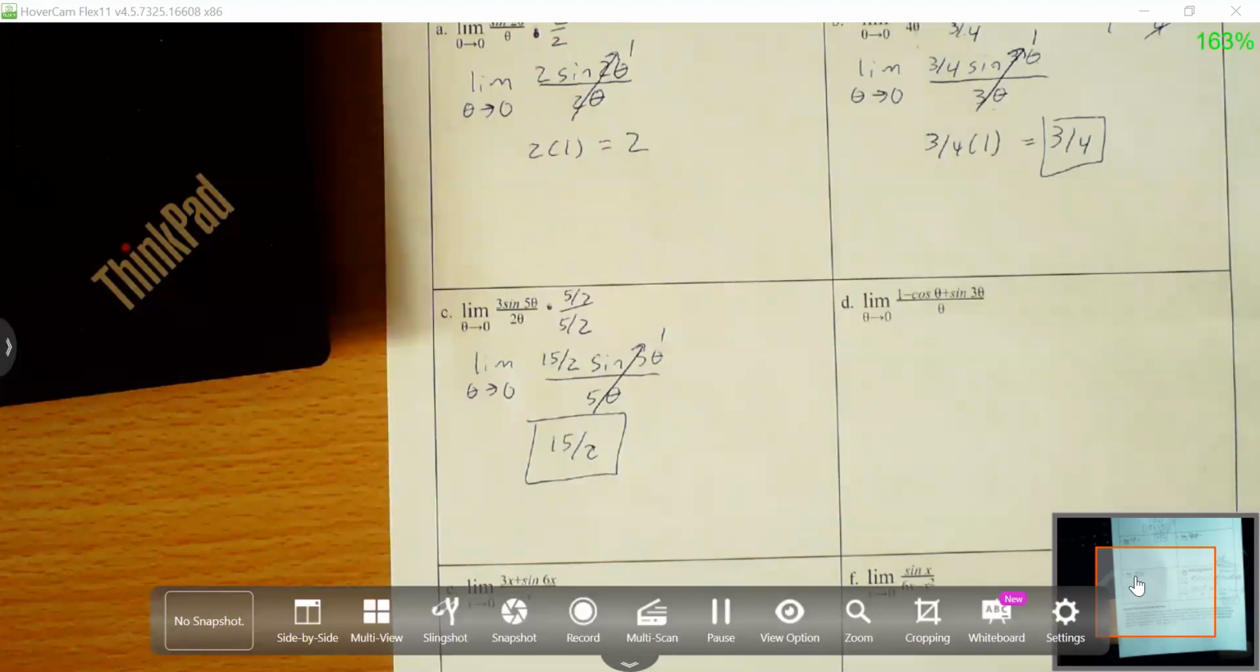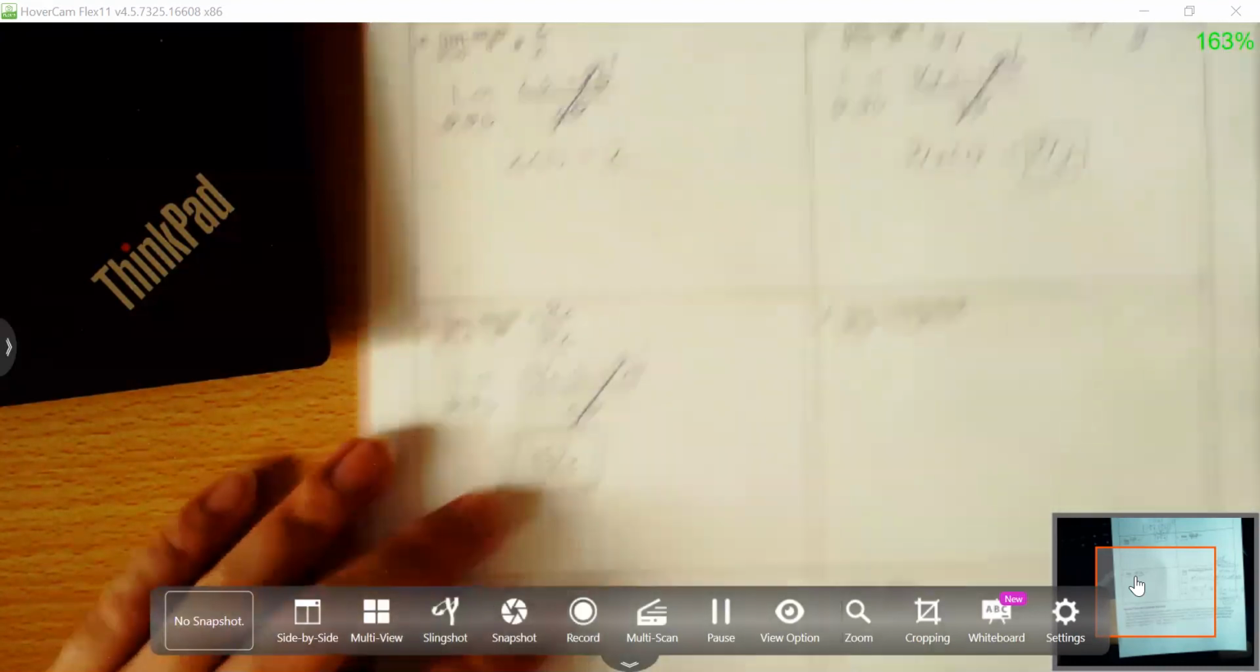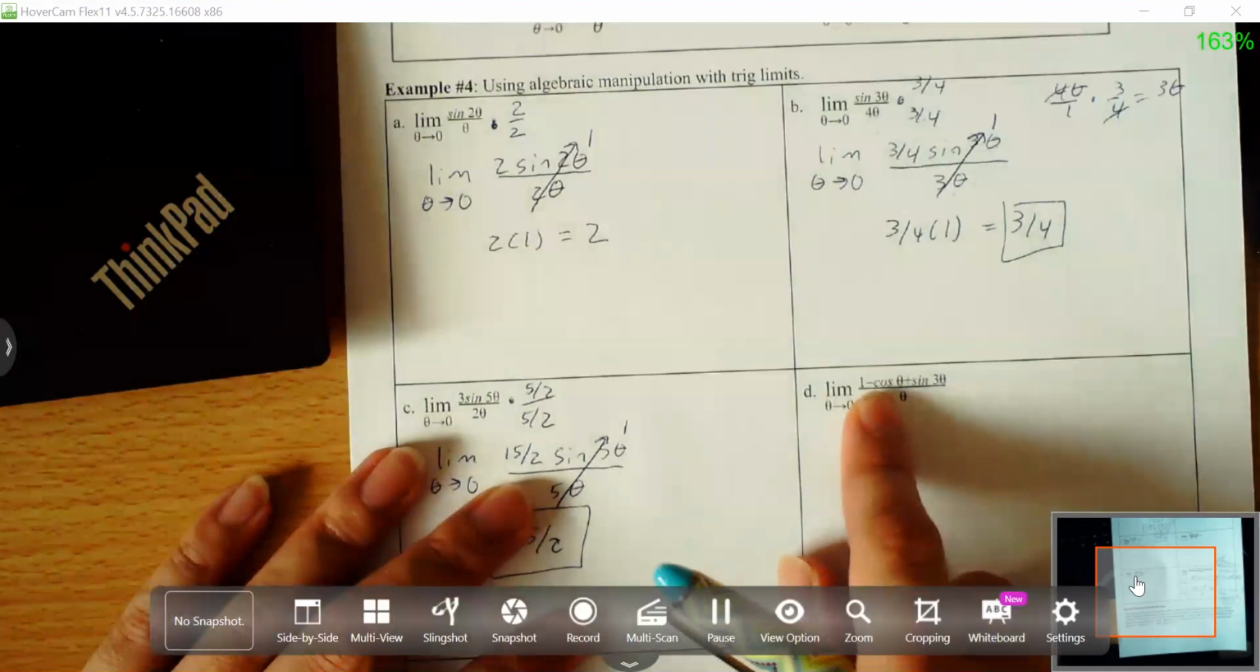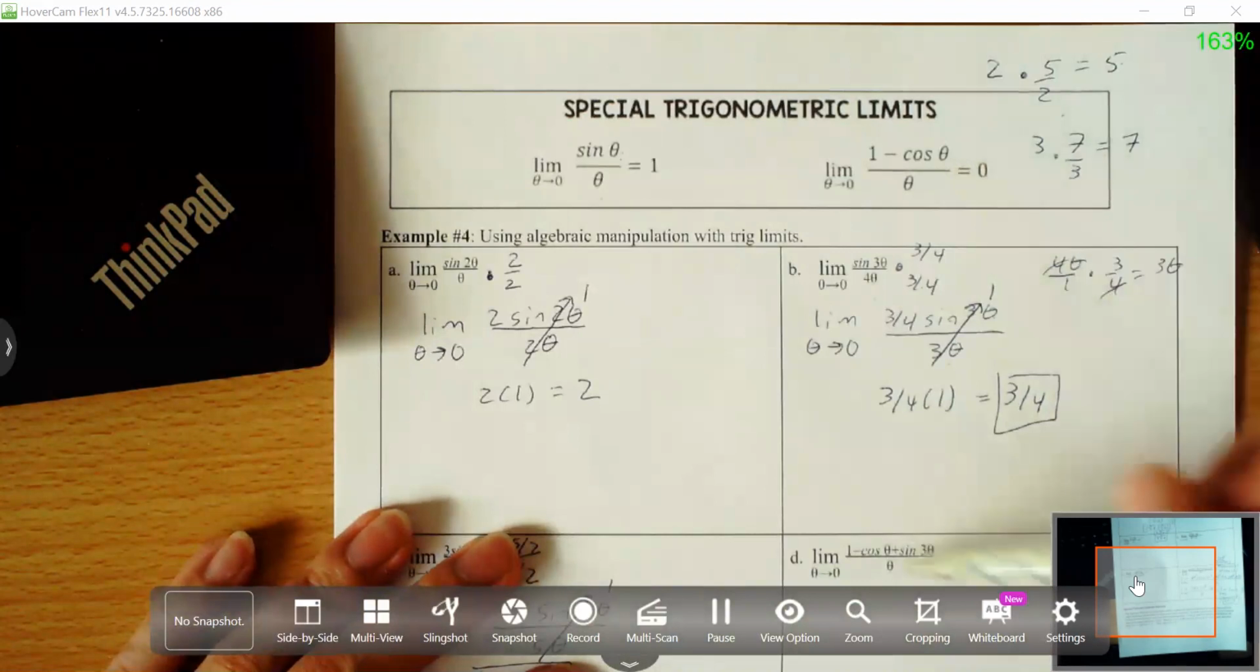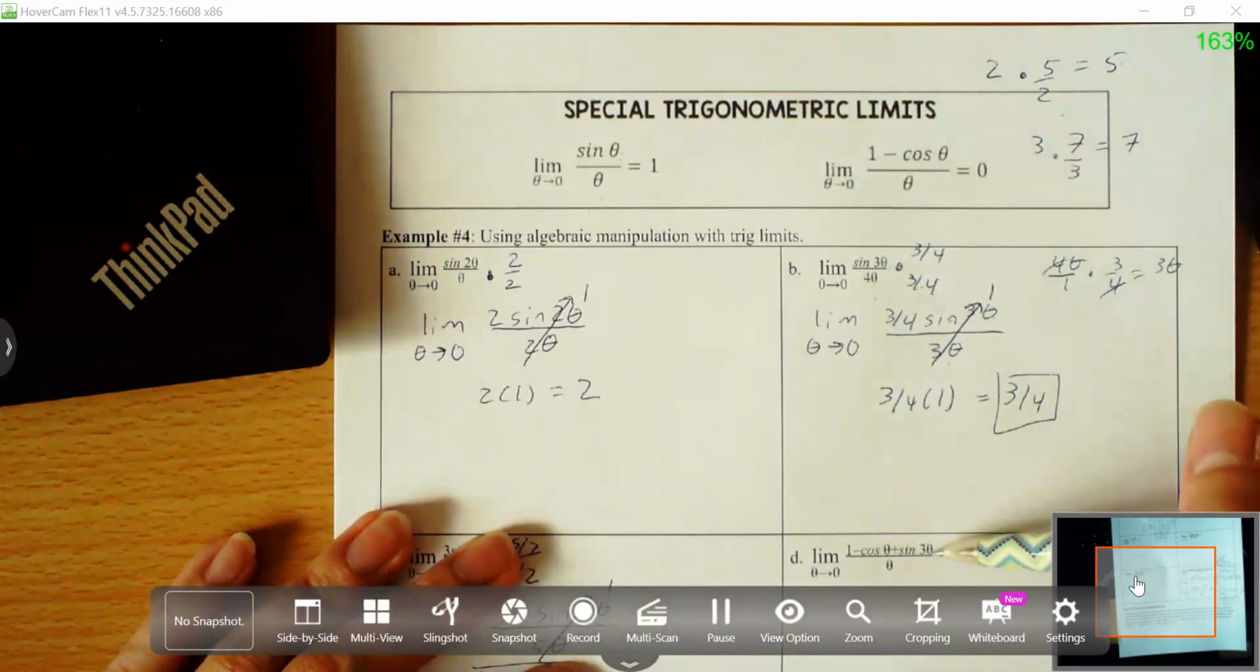Okay, let's look at letter D. Once again, you can see it's indeterminate form. Cosine of 0 is 1. So 1 minus 1 is 0, and then sine is 0, so you get 0 over 0 here. So look what I have here. I have 1 minus cosine theta. So if you go up here, you can see that it looks like this, but there's this other sine 3 theta that's here.